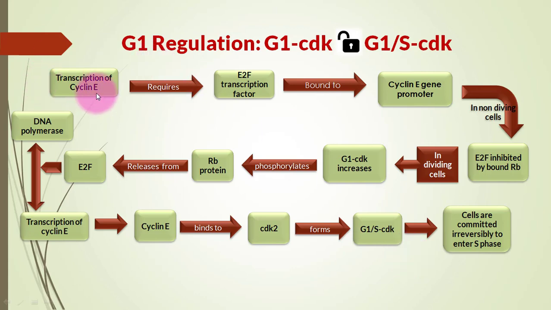Cyclin E transcription is blocked by the RB protein. Why? Because transcription of cyclin E requires E2F, and cyclin E is not produced because although the E2F transcription factor is bound to the cyclin E gene promoter, it is inhibited by the action of the RB protein. When the cell starts to divide, in the early stage of the G1 phase, the cell will produce a large amount of G1 CDK.